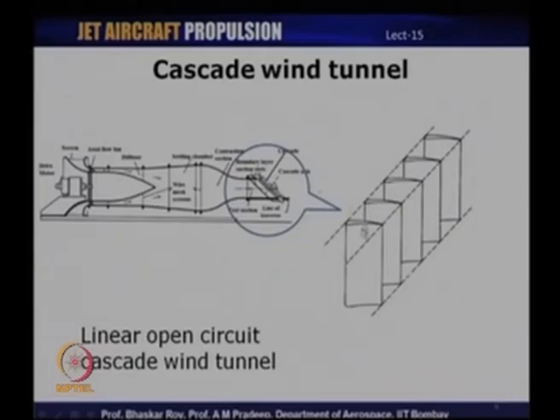Now, there are wind tunnels where these blades are arranged on an annulus, very similar to stator blades. Those are known as annular cascade tunnels, but they are very rare. Usual cascade tunnels are linear in nature, that is, the blades are arranged in a linear fashion.